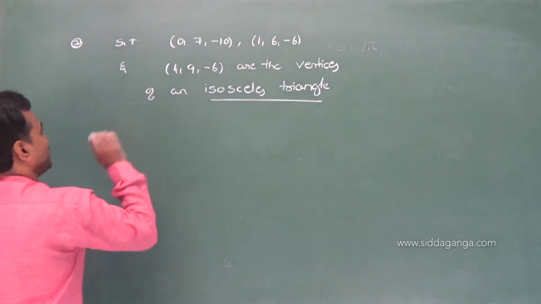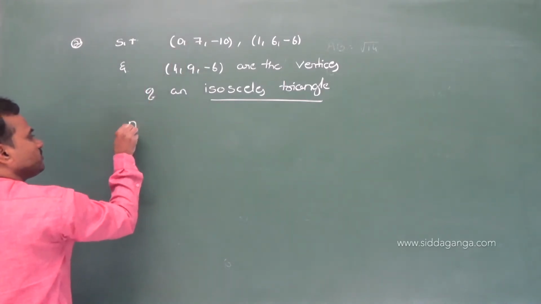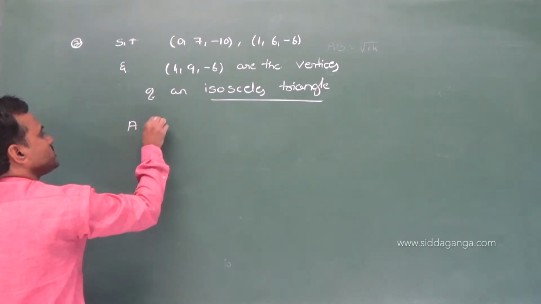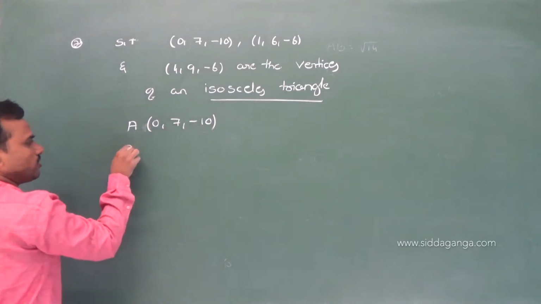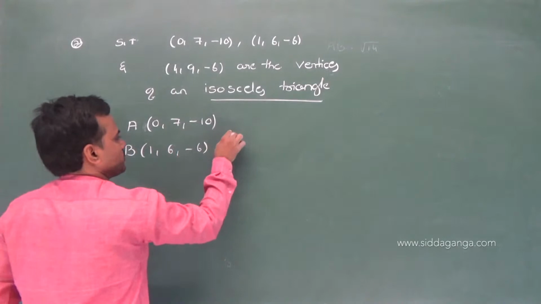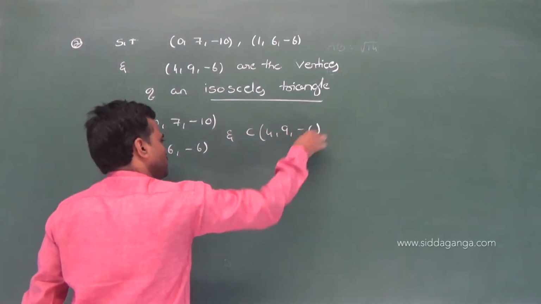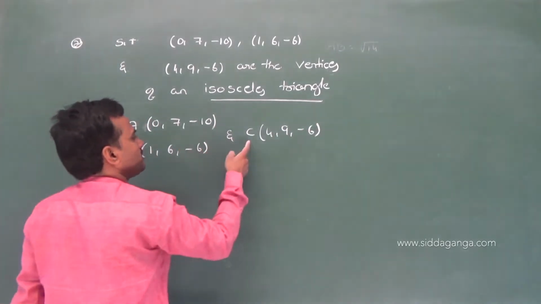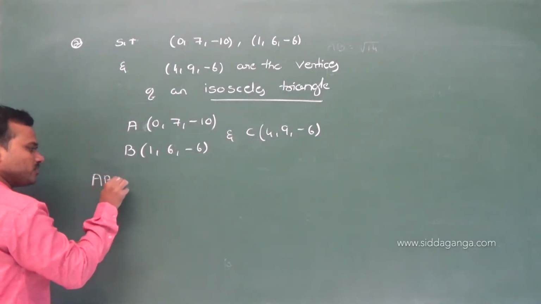So same method. So what we solved in the previous problem? Firstly, we take the point A of 0, 7, minus 10, B of 1, 6, minus 6, and C of 4, 9, minus 6. We calculate AB, distance from A to B, distance from B to C, and distance from A to C. First I calculate AB.